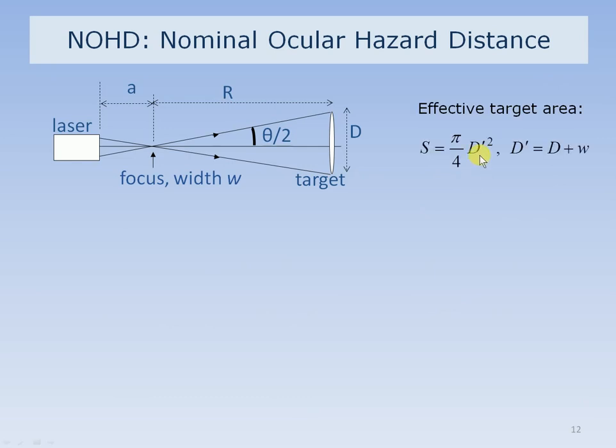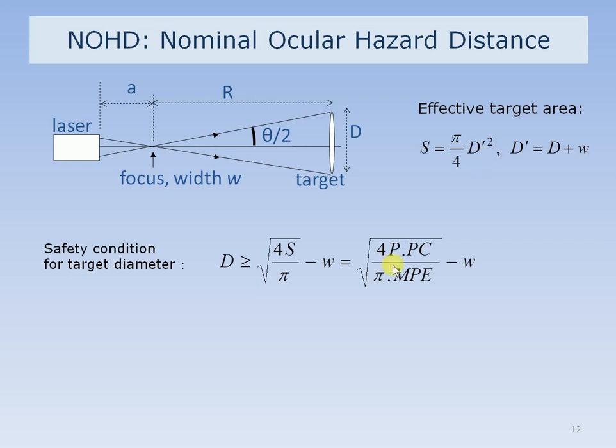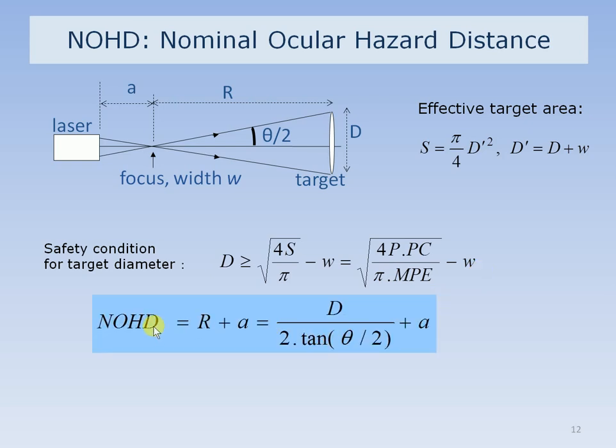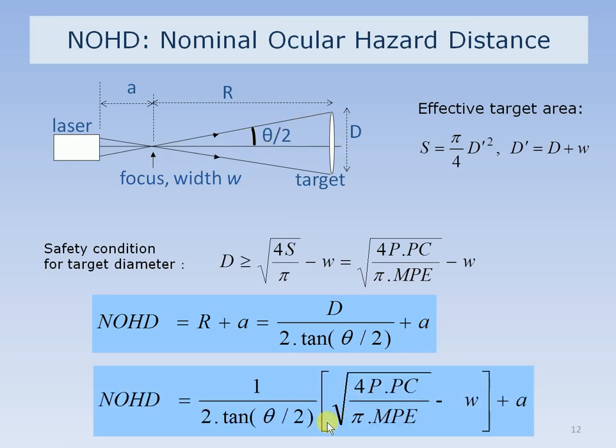Effective target area again, and the safety condition for the target diameter was given in the previous slide by this expression. And now the NOHD is defined as the R plus A for which this condition holds, and that's D over 2 times tangent half theta, D over 2 times tangent half theta plus A, and that is written as 1 over 2 times tangent half theta times this expression here for the D plus A, the distance to the focus.